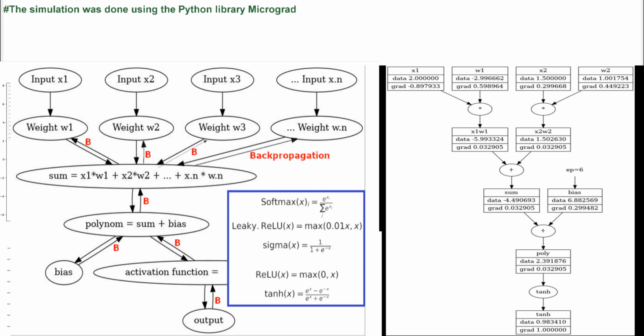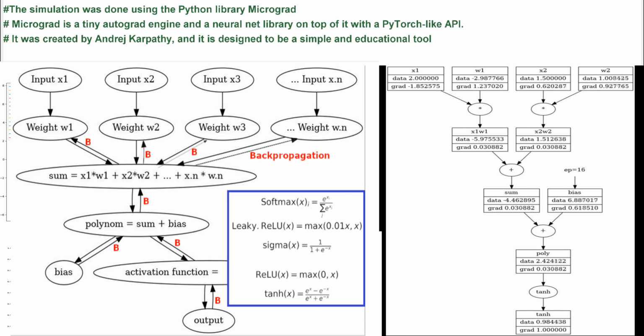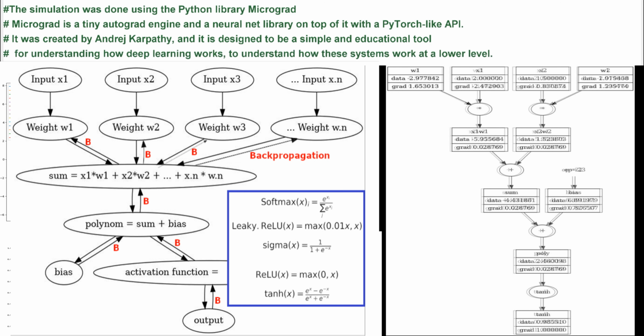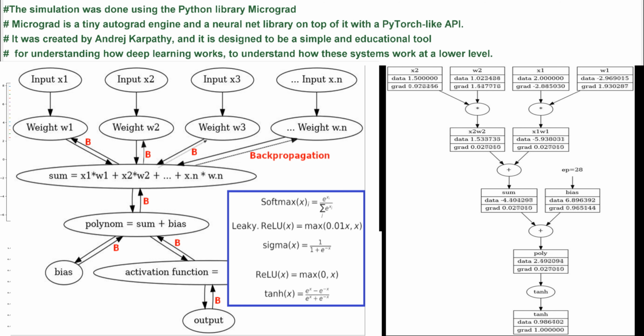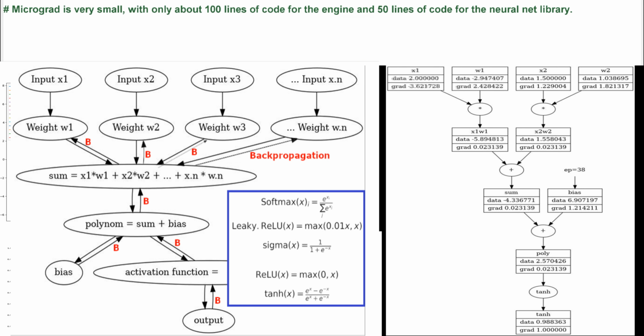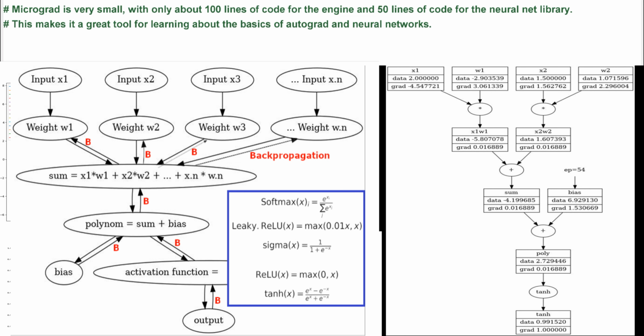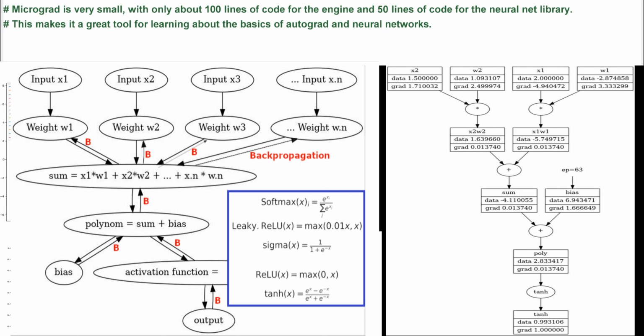The simulation was done using the Python library Micrograd. Micrograd is a tiny autograd engine and a neural net library on top of it with a PyTorch-like API. It was created by Andrei Karpathy, and it is designed to be a simple and educational tool for understanding how deep learning works, to understand how these systems work at a lower level. Micrograd is very small, with only about 100 lines of code for the engine and 50 lines of code for the neural net library. This makes it a great tool for learning about the basics of autograd and neural networks.